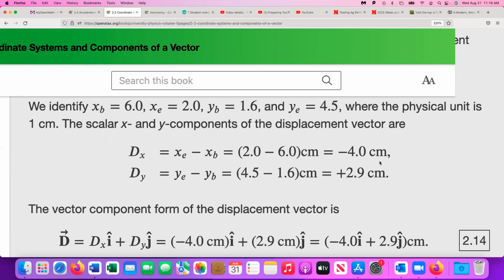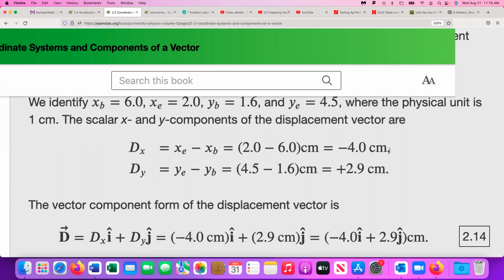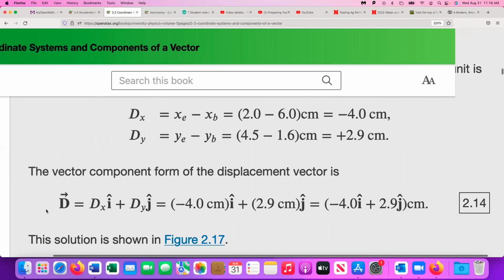Do the same thing in y. We get a magnitude and direction for the y. And now we know the magnitudes of the components of our vector. To build the vector, all we need to do is match up those magnitudes with their unit vectors, and that's what they do right here. So the d vector, or the displacement vector of that movement across the screen, is d sub x i hat plus d sub y j hat, which happens to be negative 4 centimeters i hat plus 2.9 centimeters j hat, which can also be written as negative 4.0 i hat plus 2.9 j hat, and then put the centimeters on the outside of parentheses.